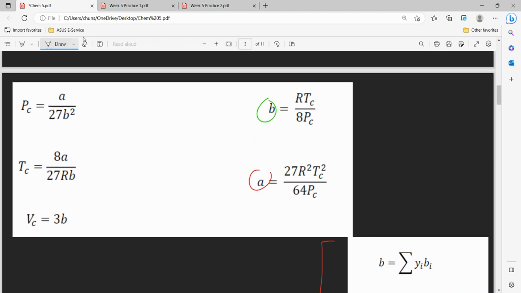Here are some other equations that we will be using. We have critical pressure and critical temperature, which are solved using A and B. And we have critical volume as well.